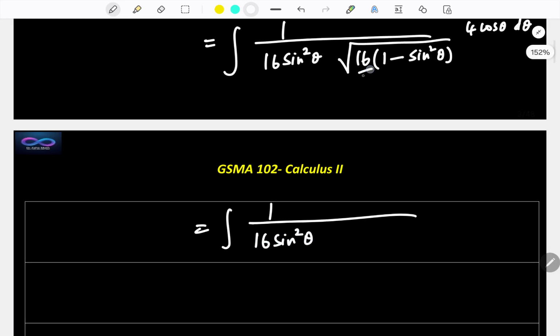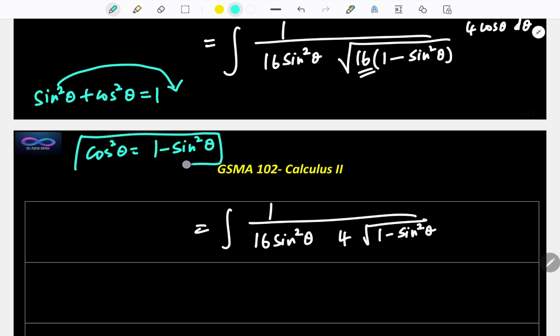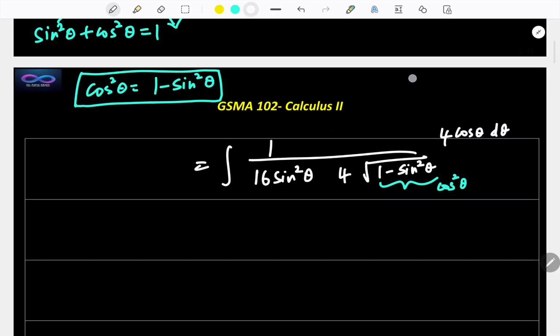And the square root of 16 is what? 4. Square root of 1 minus sine square theta. In the last exercise, I told you the formula: sine square theta plus cosine square theta is equal to 1. So cosine square theta equals what? 1 minus sine square theta. So it means cosine square theta is this one, right? Okay. So here 4 cosine theta d theta.